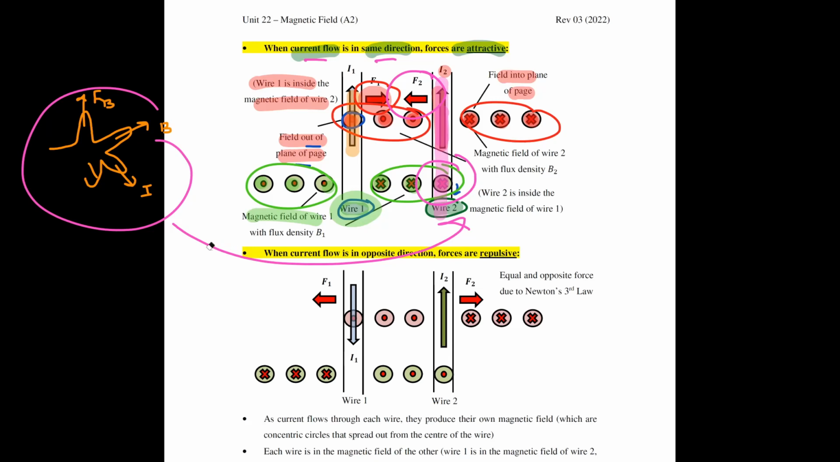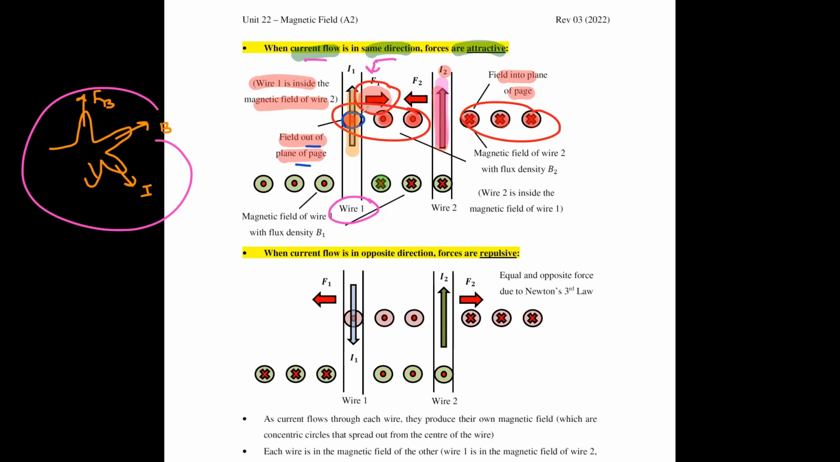But there's a way to work around that. You don't really need to analyze each individual wire. There's a shortcut to it where you just analyze one wire. The first wire that we analyzed just now was wire 1. We went through the whole process of applying Fleming's left-hand rule there, and we found out that the magnetic force is acting towards the right.